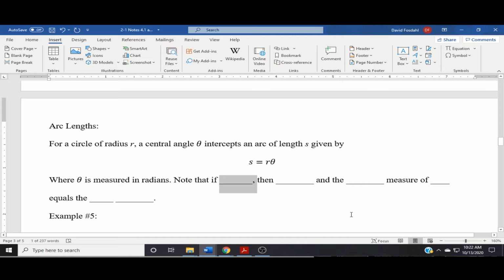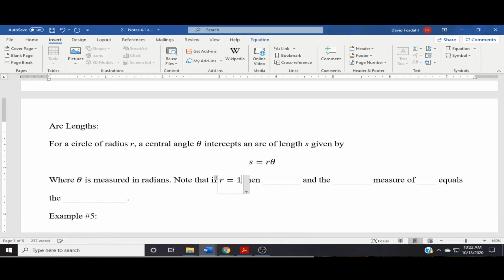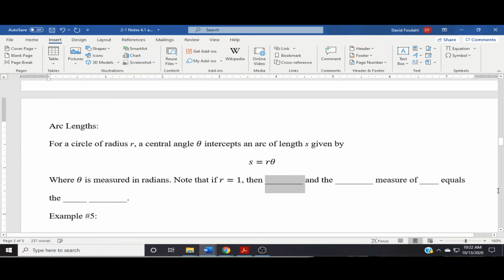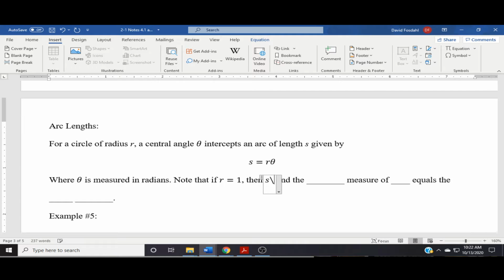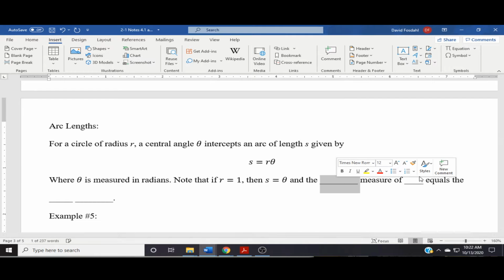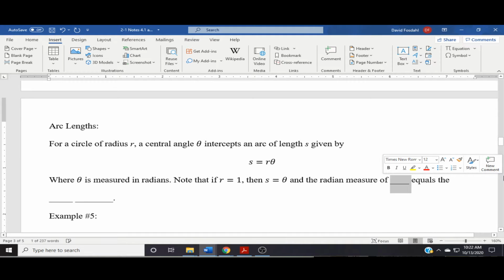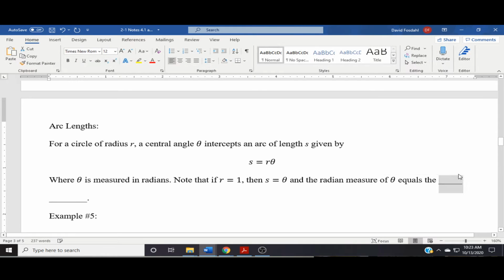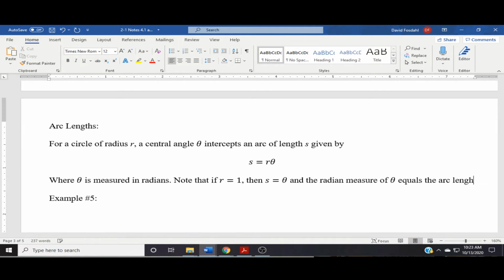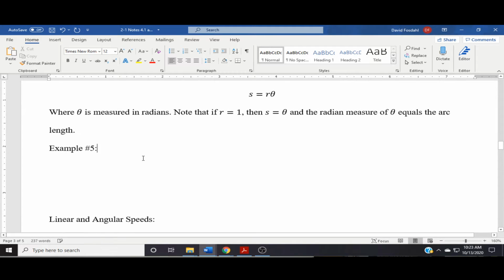Okay, so sometimes we'll give you the degrees of the angle, so you have to change it. Note, if the radius equals 1, then s equals theta, right? If the radius is 1, then the radian measure of theta equals the arc length. Okay, that's going to be important sometime later.